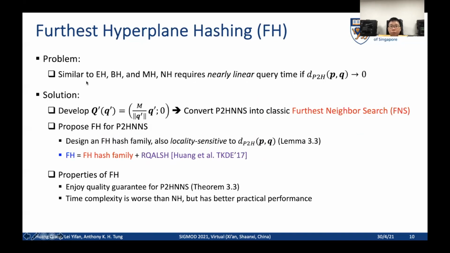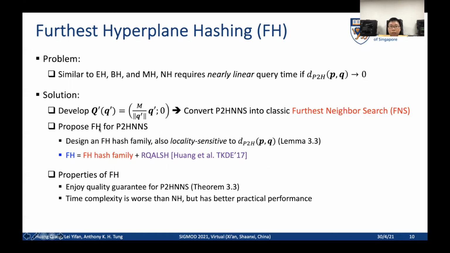However, similar to the existing work like EH, BH, and MH, if the point-to-hyperplane NN search distance is close to 0, the NH may require nearly linear query time. To fix this problem, we developed another hypersphere transformation, Q point, for the Q point we show here. So we can also convert the point-to-hyperplane NN search problem into another classic point-to-point furthest neighbor search problem.